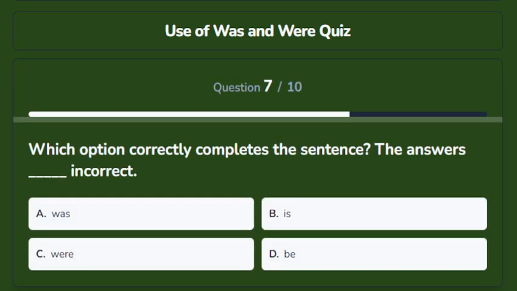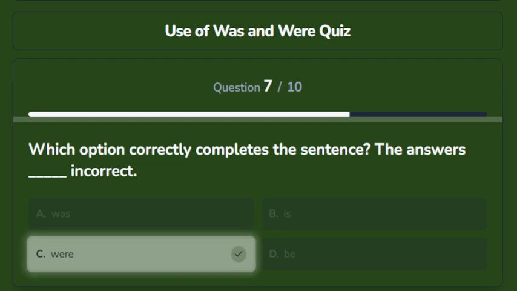Question number 7. Which option correctly completes the sentence? The answers blank incorrect. Options are A was, B is, C were, D be. The correct answer is were.